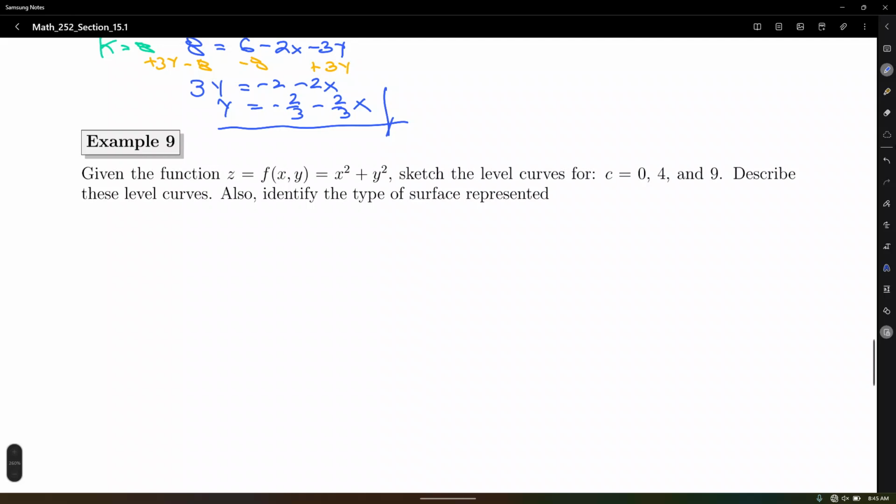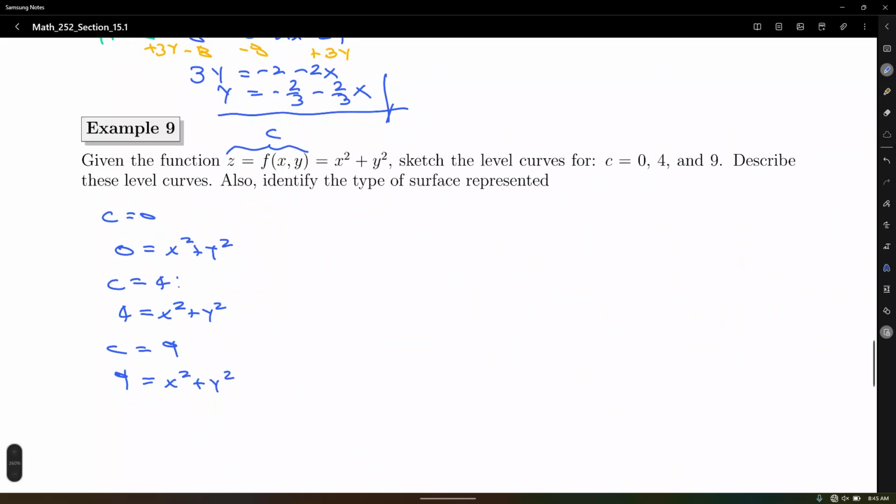Okay, so all right, let's generate these level curves. For the different values of c this time, so this is going to be called c this time. So c equals 0, that's 0 equals x squared plus y squared. For c equals 4, that's 4 equals x squared plus y squared. And lastly, for c equals 9, that's 9 equals x squared plus y squared. And we have already looked at equations like this. Again, x squared plus y squared equals 0. Yes, it looks like a circle, but I mean, there's no such thing as a circle of radius equal to 0.